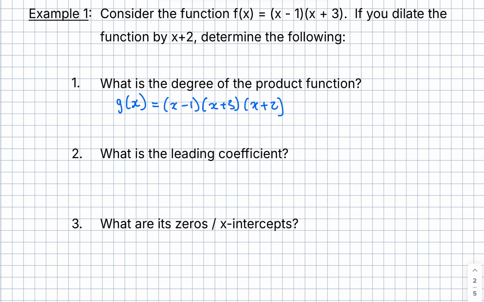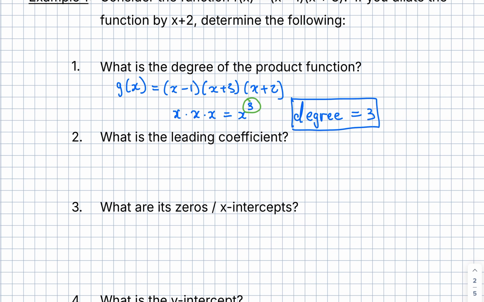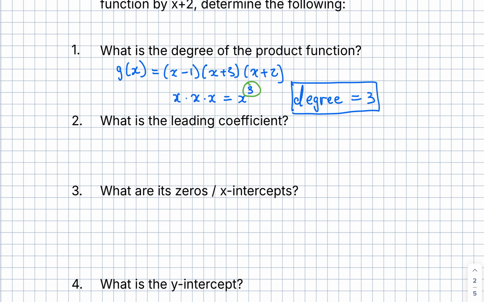Now, if you take a look at all of the x's here, we have an x here, an x here, an x here. If you were to multiply all of those together, we'd get x cubed. And what is the exponent here? It is a 3. So that means the degree of this product function is 3. And then the next question is, what is the leading coefficient?